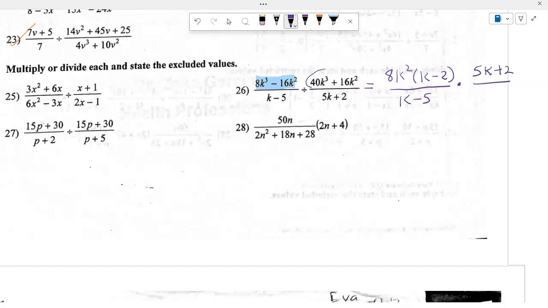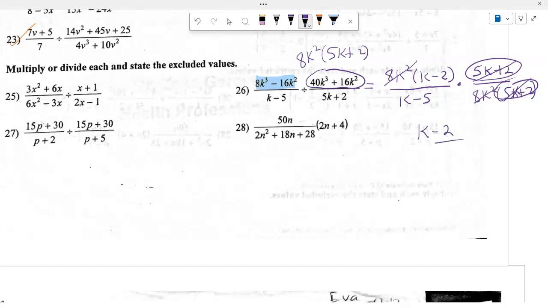So now you're going to have to factor a common factor in this expression. So what you can factor here is 8k squared. It's always the least amount that you can factor. So it's 5k plus 2. So this will be 8k squared times 5k plus 2. I know I put an x, that's supposed to be a k. And you notice that 5k plus 2 and 5k plus 2, that's going to become 1. 8k squared and 8k squared cancel. So you're left with k minus 2 over k minus 5.